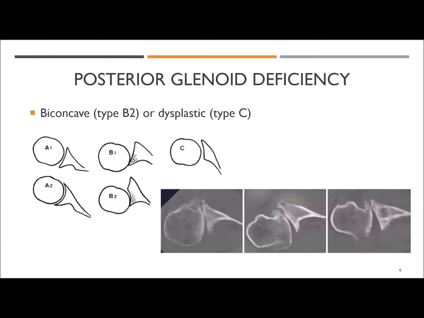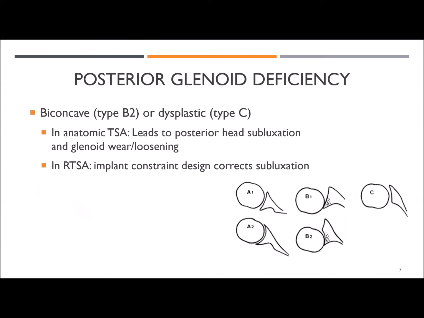So talking about posterior glenoid deficiency, mainly this is with the B2 glenoid or the type C glenoid. And what we see here is, if you see the picture on the bottom, the middle picture, there's that classic B2 deficiency, and then the type C dysplastic glenoid. And the reason for that, if you go to the next slide, in an anatomic total shoulder, this leads to posterior head subluxation. And that leads to glenoid wear and loosening. You get this rocking horse effect where the glenoid gets loose and has increased wear. And then you get particulates and things like that, and osteolysis.